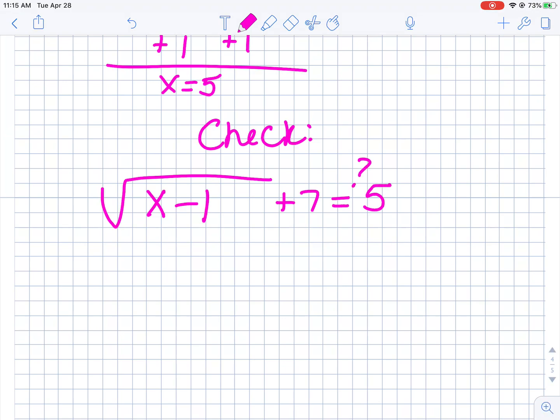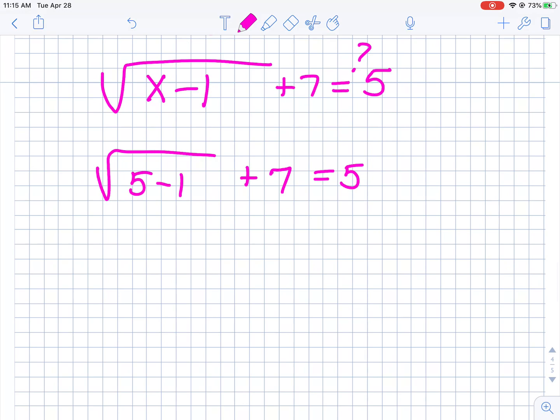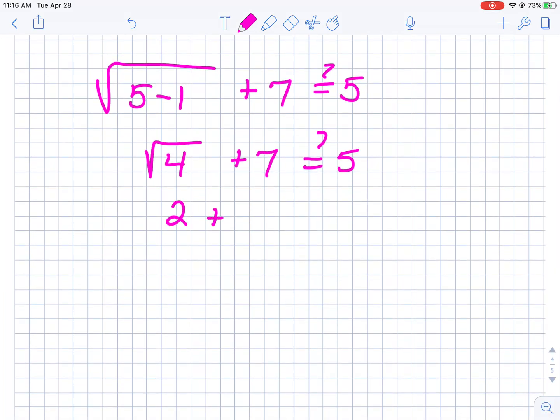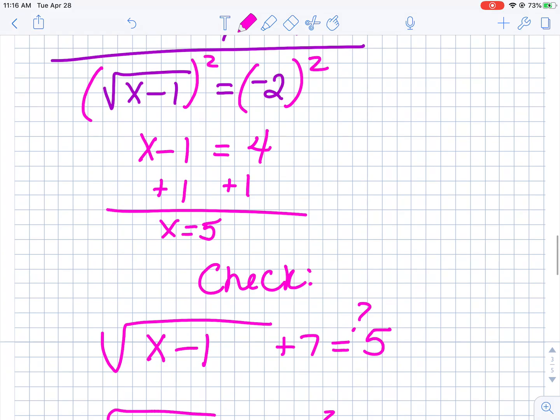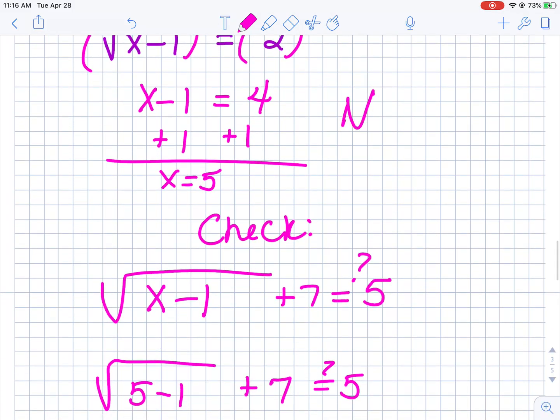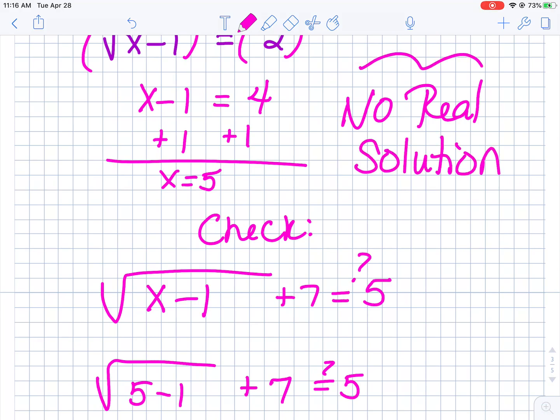So the square root of x − 1, plus 7, does that equal 5? Okay, well, we only have one answer here, so let's do it. The square root of 5 − 1, plus 7, does that equal 5? Well, 5 − 1 is 4, so that's the square root of 4 plus 7. Does that equal 5? And some of you are already saying, nope, it doesn't. 2 + 7, does that equal 5? No, we end up with 9 equals 5, and that's not true. If it's not true and there's no other solution, this has no real solution. Okay? So that's numbers 22 to 24.